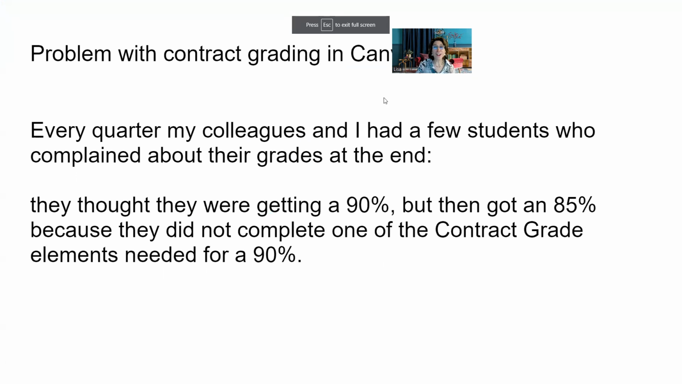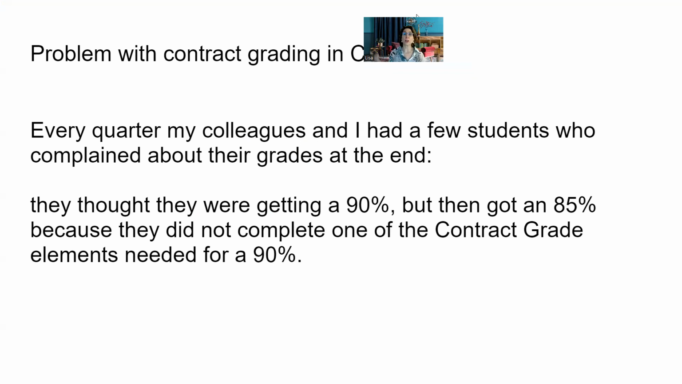So every quarter, my colleagues and I were trying again to be more clear with the contract grade, to take more time to explain it. But we still had students who said, Canvas says I'm getting a 90%, and then at the end of the quarter, I'm getting an 85. They couldn't see how the contract grade was translating.